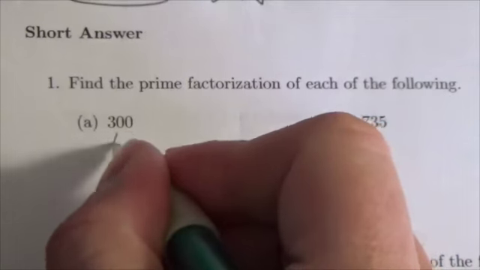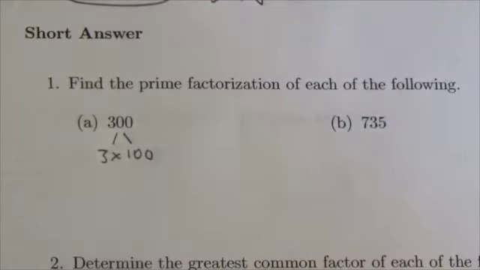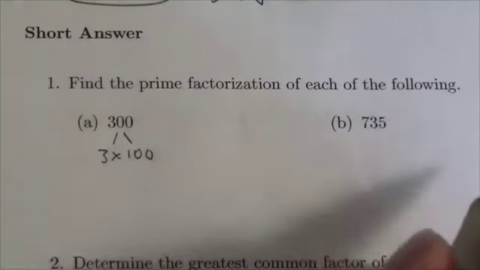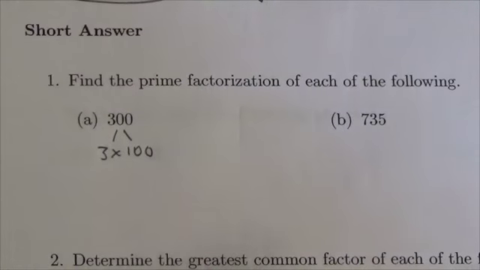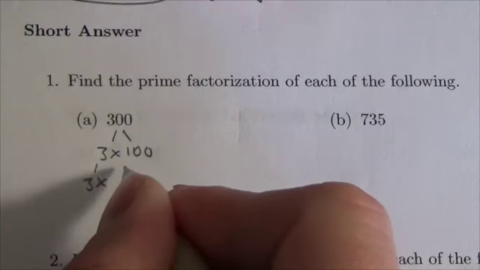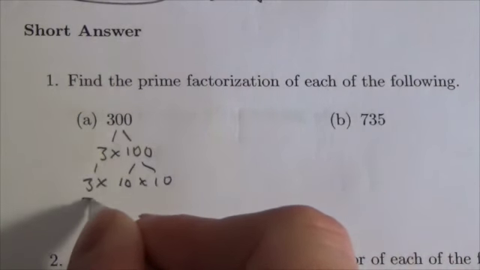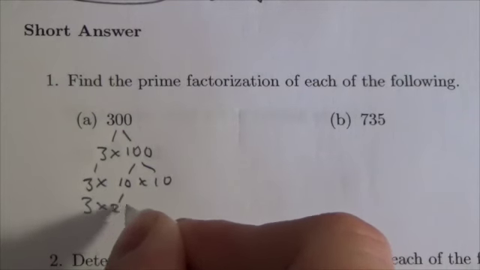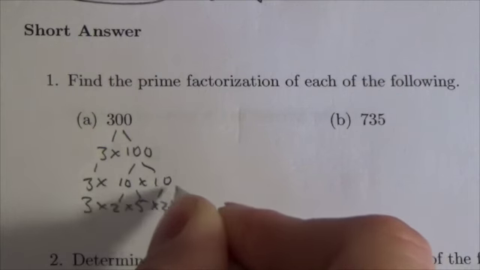Okay, so with 300 here, when I take a look at 300, initially I see this as 3 times 100. There are a couple of different ways you can do this, and I'll show you another method with B here. But if I just take a look at that, I just see 3 times 100. I just yank those 2 zeros away here. So this is going to be 3 times, and then 100 I know is 10 times 10. And then 10 is 2 times 5. And this 10 is 2 times 5 as well.